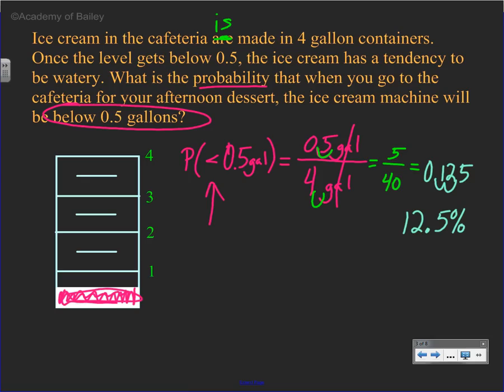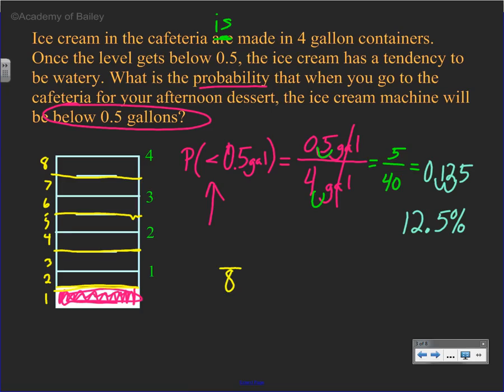So 5 over 40 is 0.125, and that would be 12.5%. You could have thought of this problem a little differently. If you look over here, I am breaking the 4 gallons up into equal parts. So how many parts do we have? Well, here would be 1 part, 2, 3, 4, 5, 6, 7, 8.